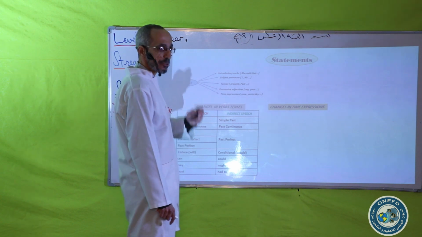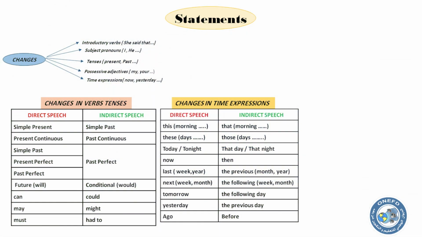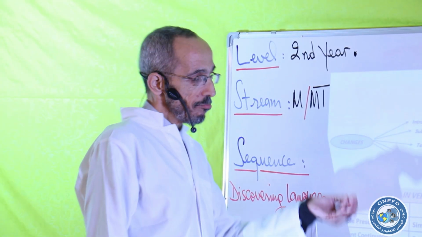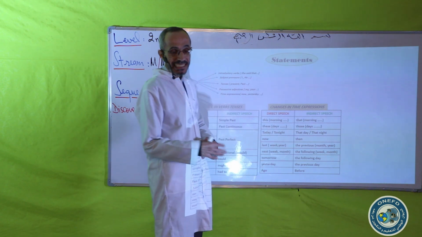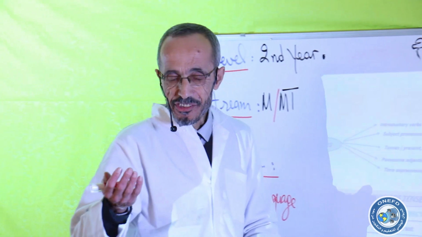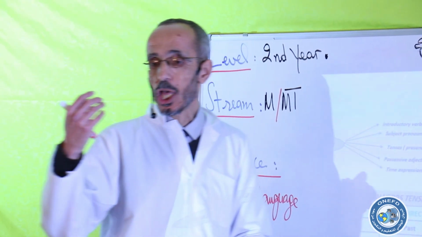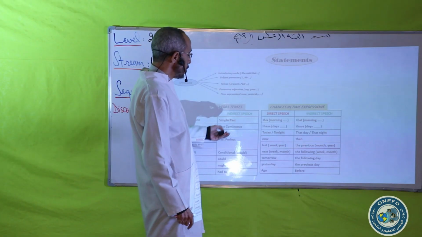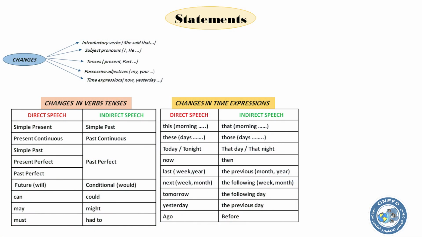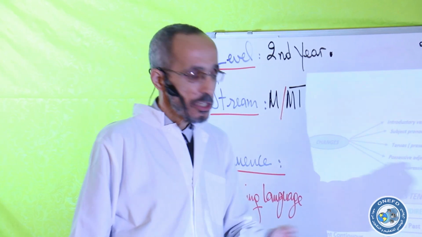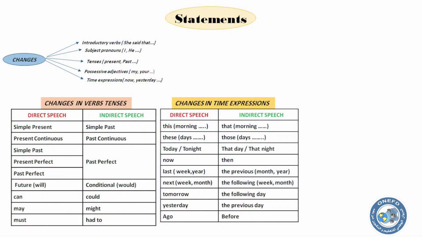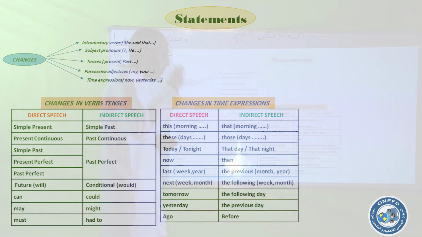Now for the changes in time expressions. This, for example, this morning, this afternoon, changes to that. We say that morning, that afternoon. These, for example, these days, these years, these months, they change to those days, those years, those months. Today changes to that day. Tonight to that night. Now changes to then. Last, for example, last week, last month, last year, changes to the previous. Previous week, previous month, previous year. Tomorrow changes to the following day. Yesterday changes to the previous day. And ago changes to before.